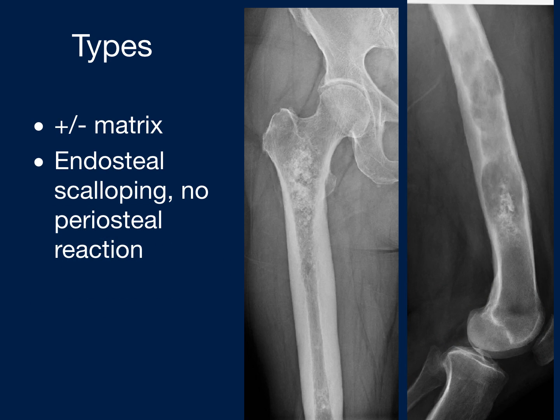Here are a couple of typical appearing chondrosarcomas. They look like enchondromas, but they're larger with more endosteal scalloping. And these are a couple of findings that make you lean towards chondrosarcoma rather than enchondroma. And you also want to look for periosteal reaction.